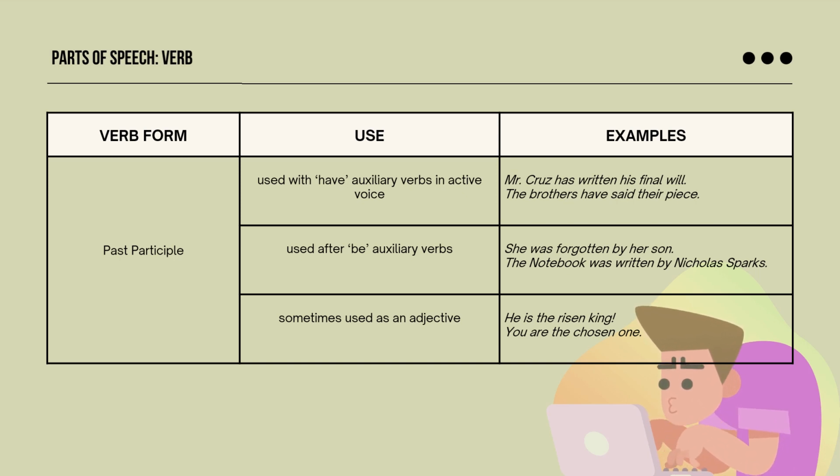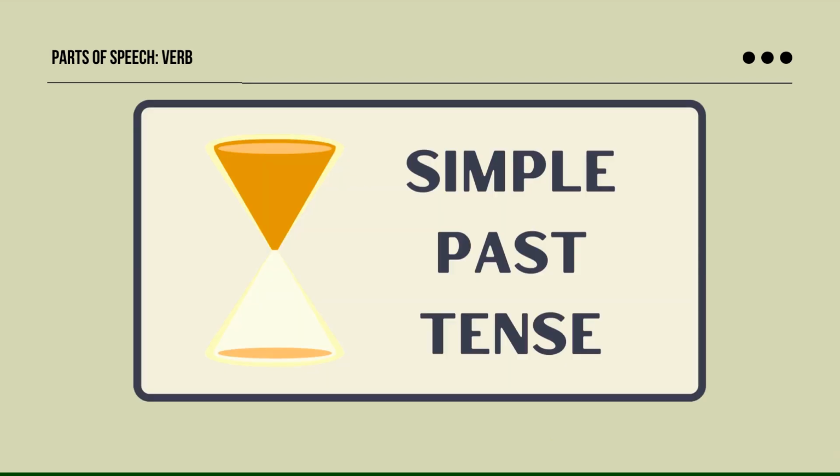Okay, next one is we have sometimes used as an adjective. He is the rising king. You are the chosen one. Okay, take note that the verbs used here are has, have, was, is, and are. So they are also called the linking verbs or the connecting verbs that connect the subject to its main verb.